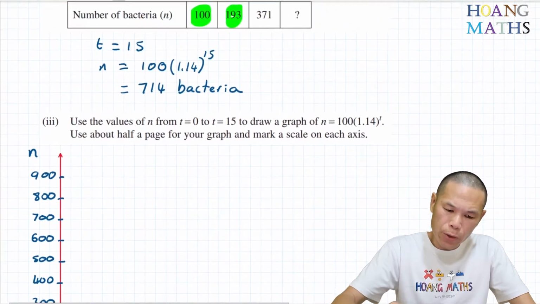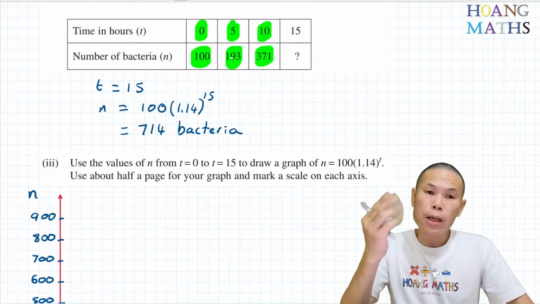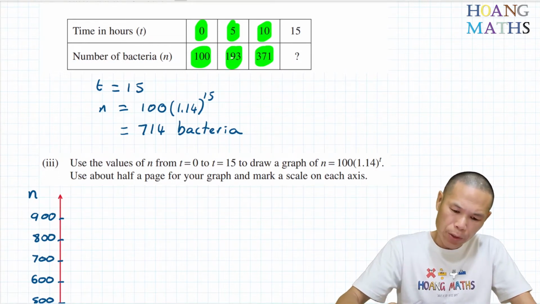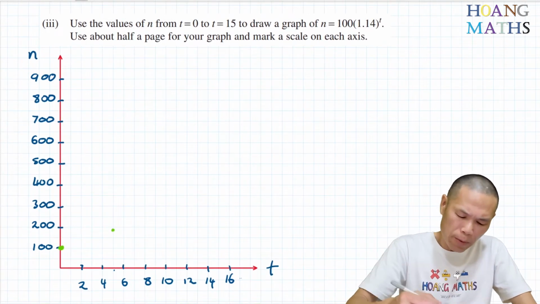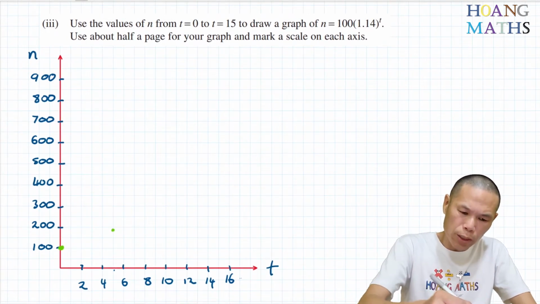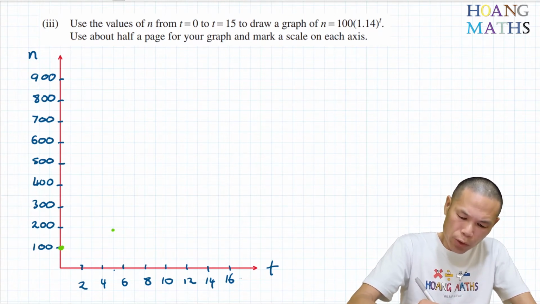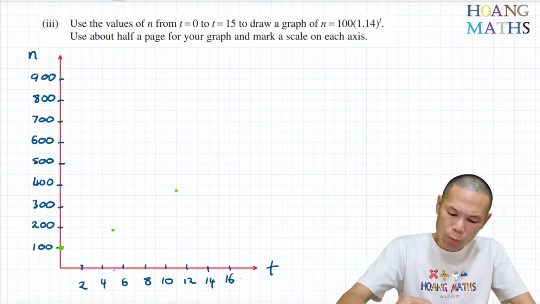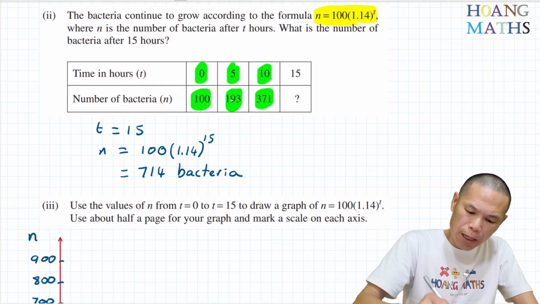And then when t equals 10, the number of bacteria is 370, roughly. 371. We just round roughly, easy to read. So for 10, 350 is here, and then a little bit extra, just roughly, so here.